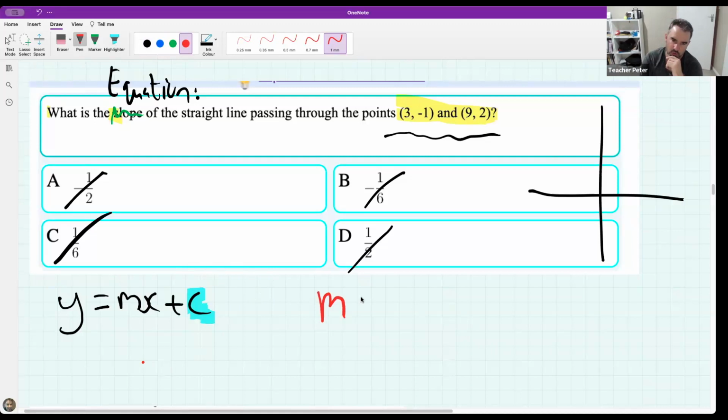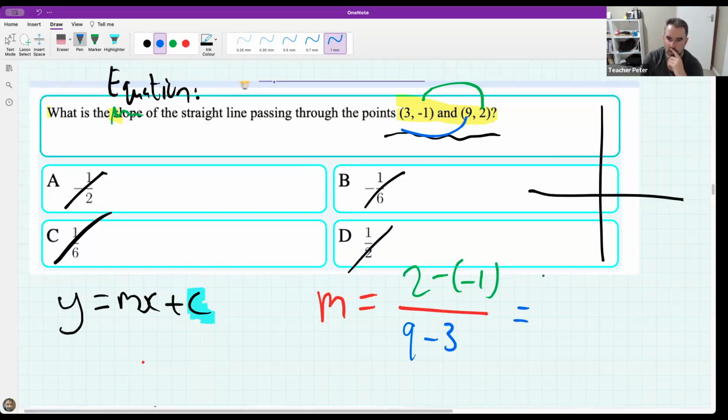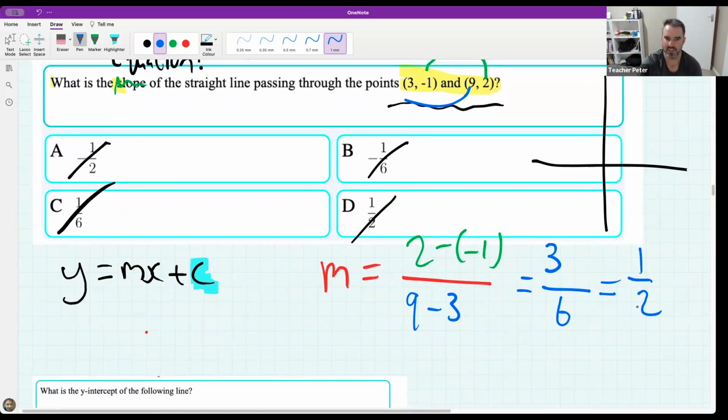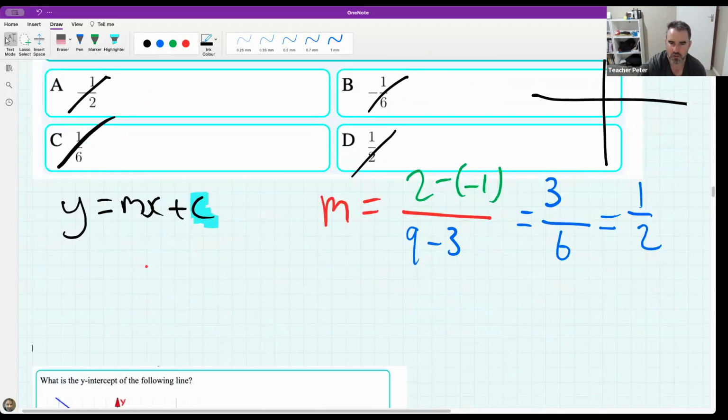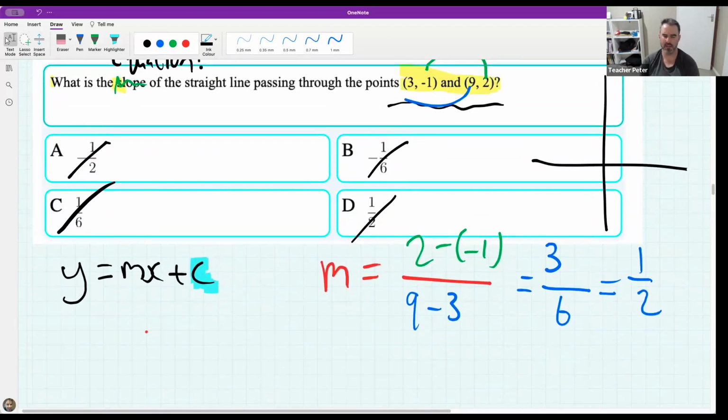Okay, so let's start with the gradient. So I have the gradient as a half, but now I need to figure out what c is, and I need some help from you guys. What should I do to figure out c if I don't have a drawing to look at?